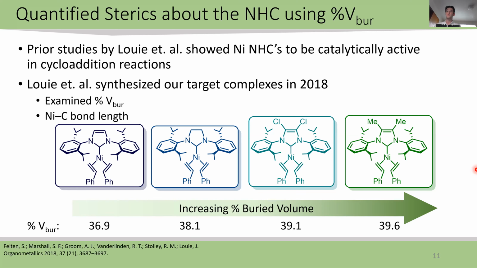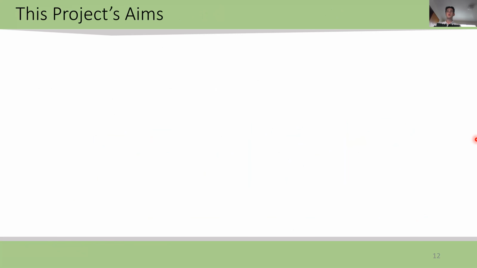it, that's not a huge difference, but they saw differences in reactivity between the unsaturated NHC and the saturated NHC, which corresponds to only a 1% difference in percent buried volume. So a 3% difference should show significant changes in reactivity. With that in mind, this project had three aims.